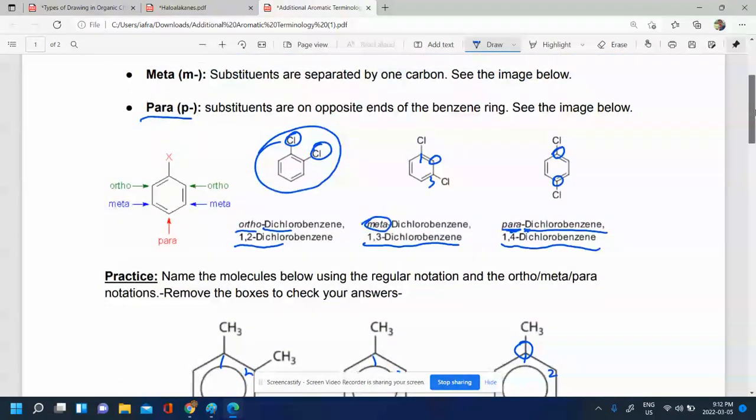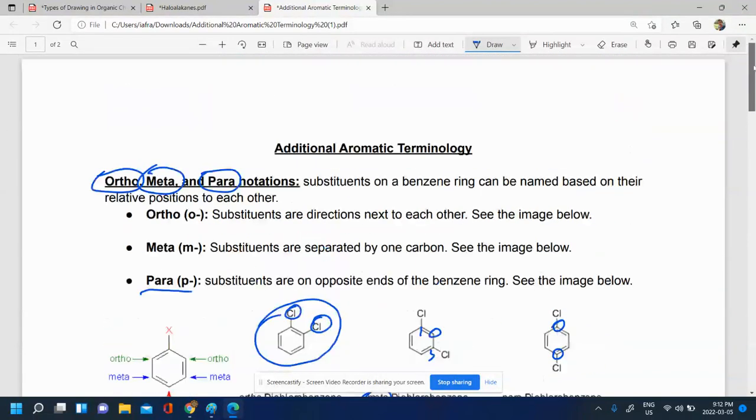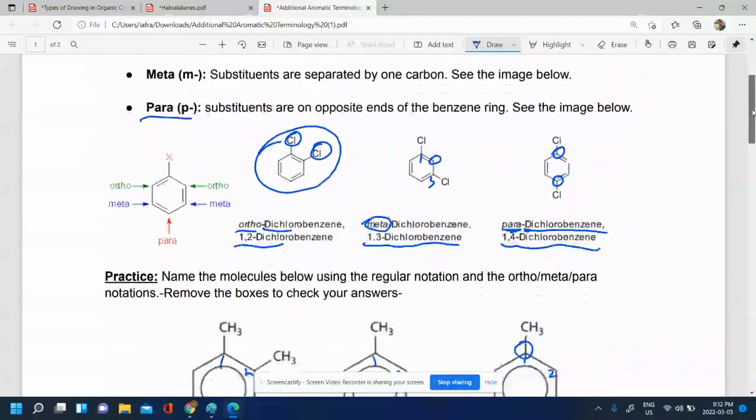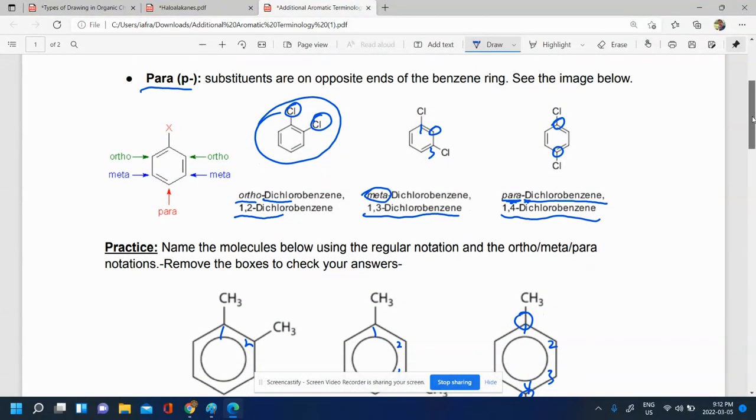We also saw the ortho, meta, and para notation when it comes to benzene naming. So be familiar with that because you can be presented with those names or you can be told to name using that system as well.